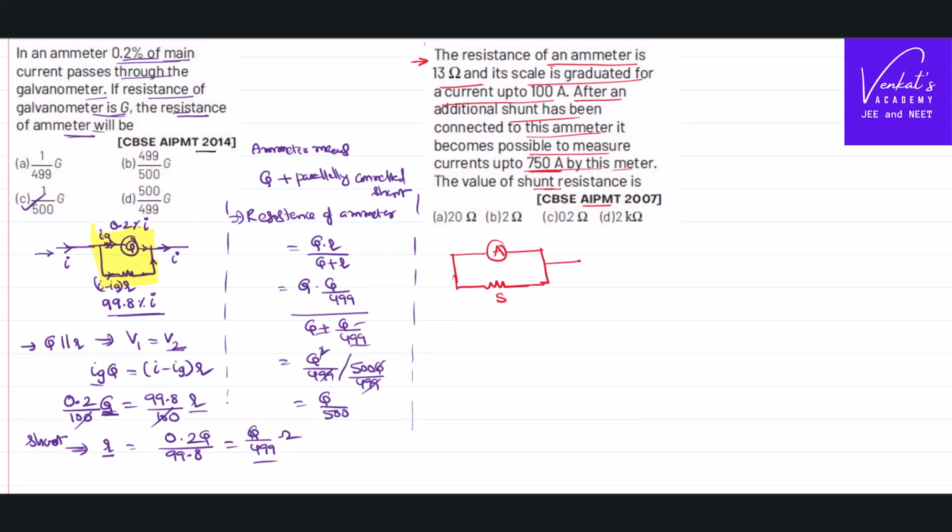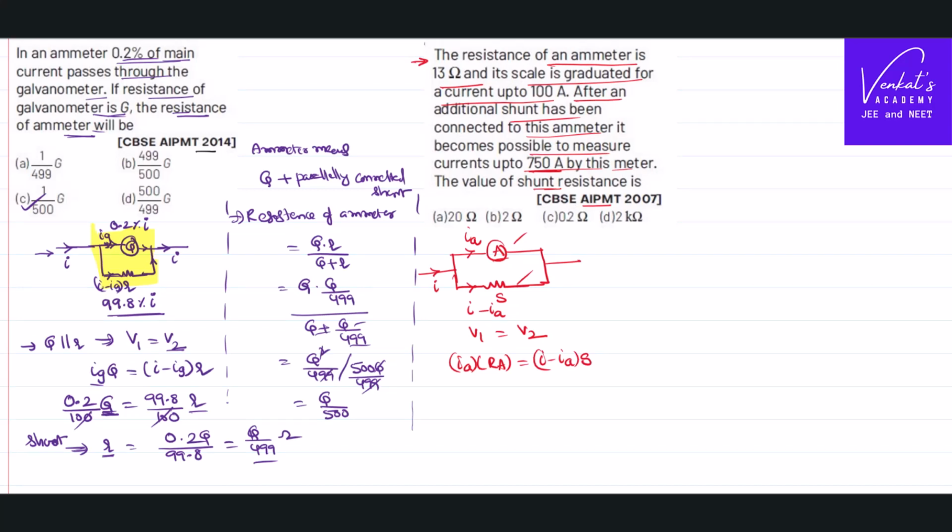Now what happens is, when you pass a current I, if the current passing through the ammeter is IA, the current passing to the shunt will be I minus IA. Again, as I told earlier in the previous problem, these two are parallel. So voltage 1 equals voltage 2. Voltage can be written as IA times the resistance of the ammeter, equals I minus IA times the resistance of the shunt.